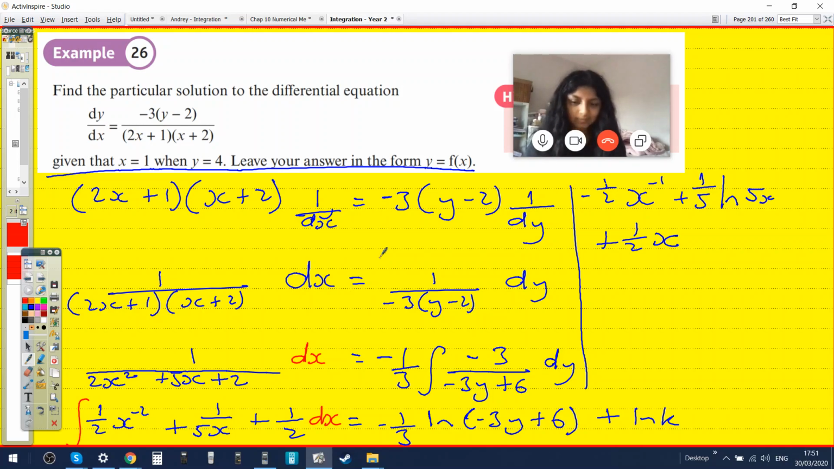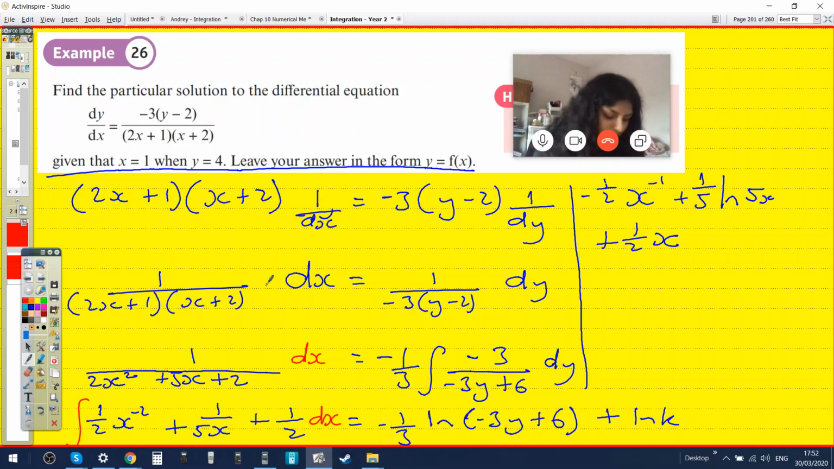Yes. So you sub 1 for x, 4 for y. You want y equals f of x, so you should just substitute x. X is 1 as well. That's way easier. Yeah. So x is 1, y is 4, and what are you trying to solve for? Ln k. Uh-huh. Yeah.